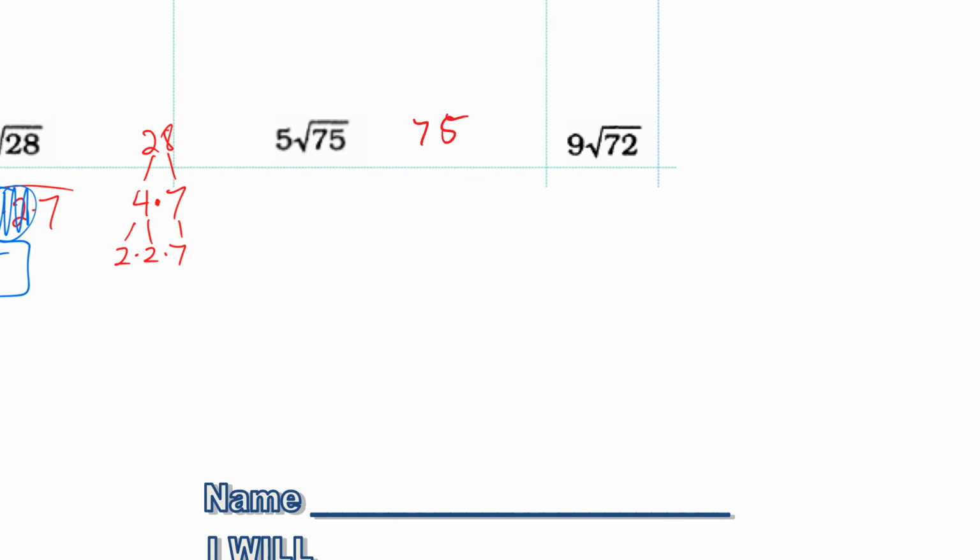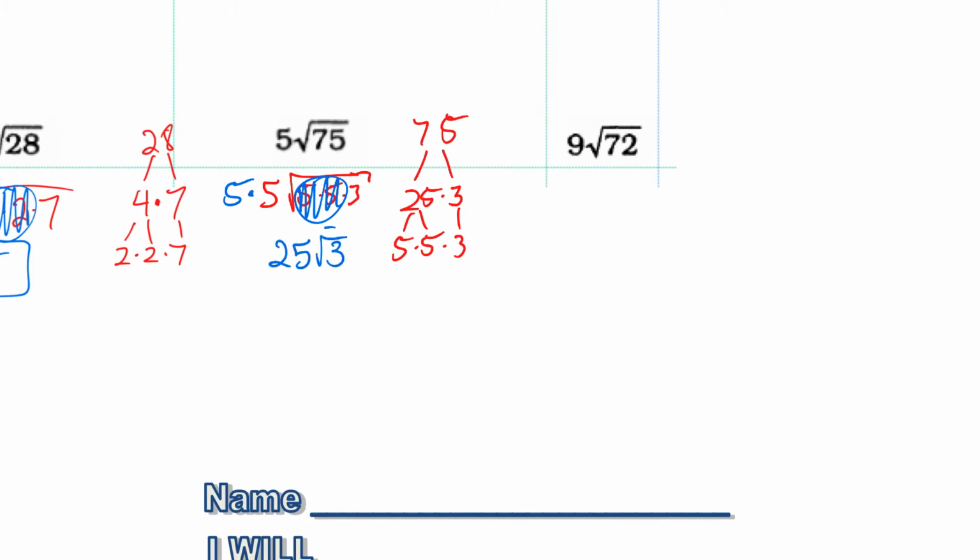Okay. 75 breaks down as 25 times 3, which is 5, 5, and 3. So we have 5 square roots of 5 times 5 times 3. So we have a pair of 5, so that's going to be a 5 out here. So what is that going to give me? 25 square roots of 3.